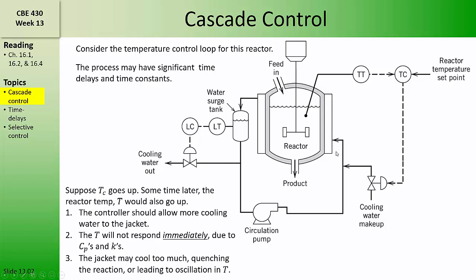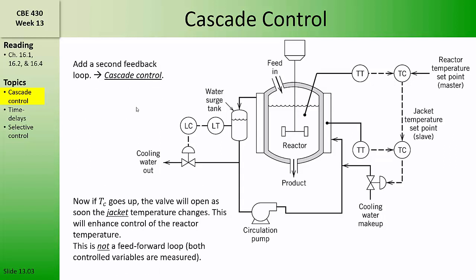As additional cooling water is added, the circulation loop in the cooling jacket may cool too much, quenching the reaction, or leading to an oscillation in the reactor temperature T. Therefore, in order to ensure the stability of the feedback control loop, the controller gain must be set to a small value. The dynamics of this process could be improved substantially by using cascade control.